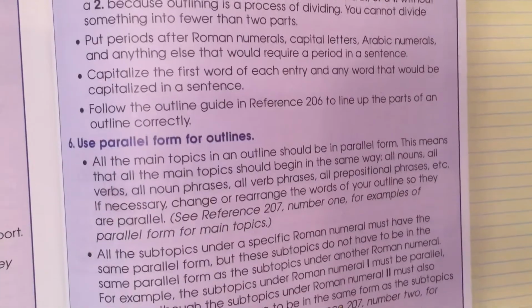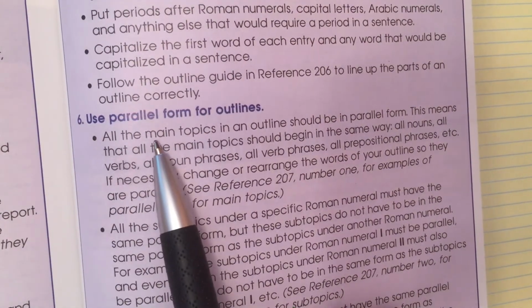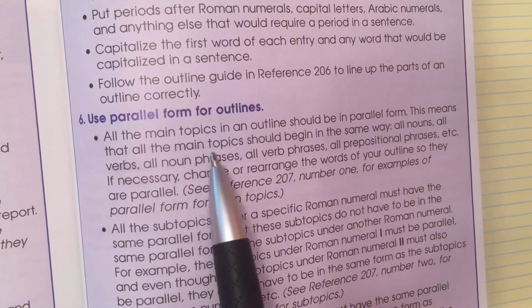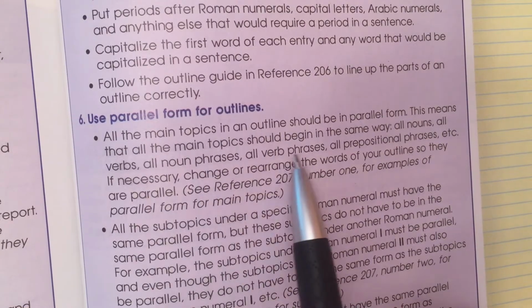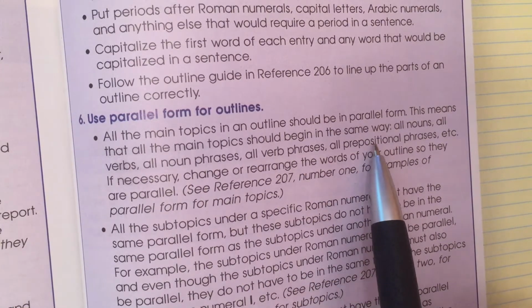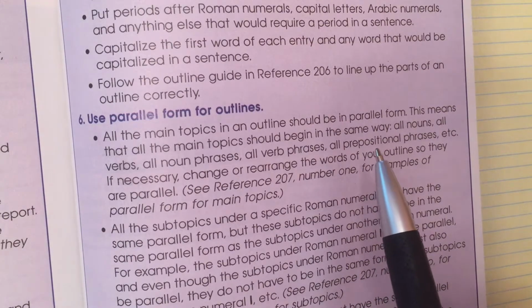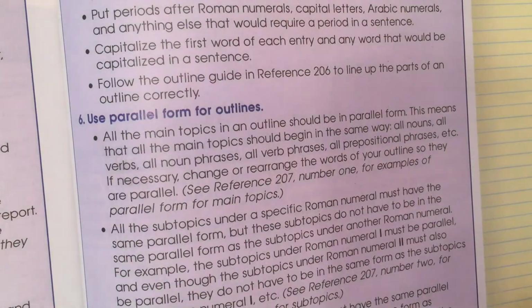Okay, now here's a part we might not know that much about. Parallel form. Okay, now think about your main topics. Whatever you're going to use for your main topics, they have to be in parallel form. That means that all the main topics have to begin in the same way. They need to all be nouns or verbs, all be noun phrases or verb phrases, or all prepositional phrases. Okay, so think about what we have chosen for our main topics. Birth and family, childhood, adulthood, accomplishments, and career. These are all nouns. Okay, so whatever you use for your main topics, they all have to be the same part of speech.